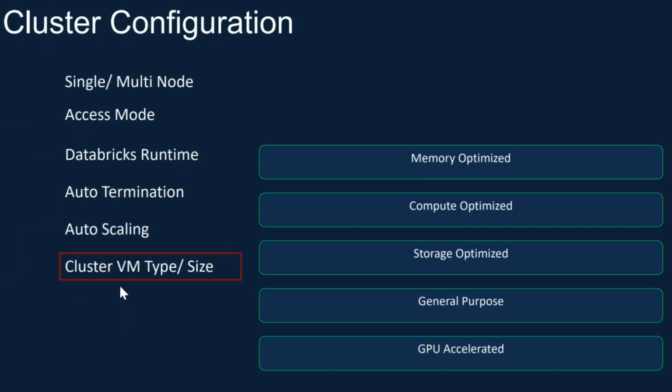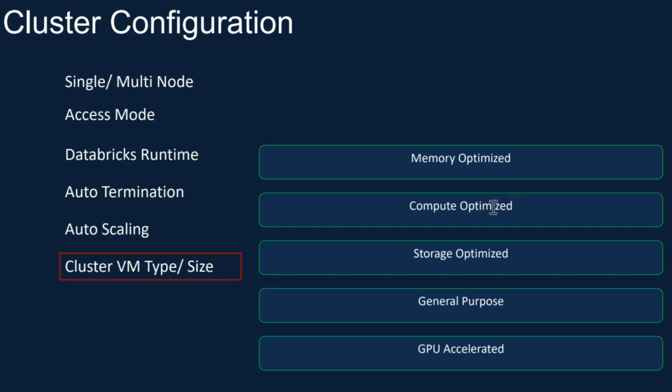There is a wide array of Azure VM types available for us to use, and Databricks groups them into a small number of easy to understand groups. The memory optimized instance types are recommended for memory intensive applications. For example, machine learning workloads that cache a lot of data in memory.